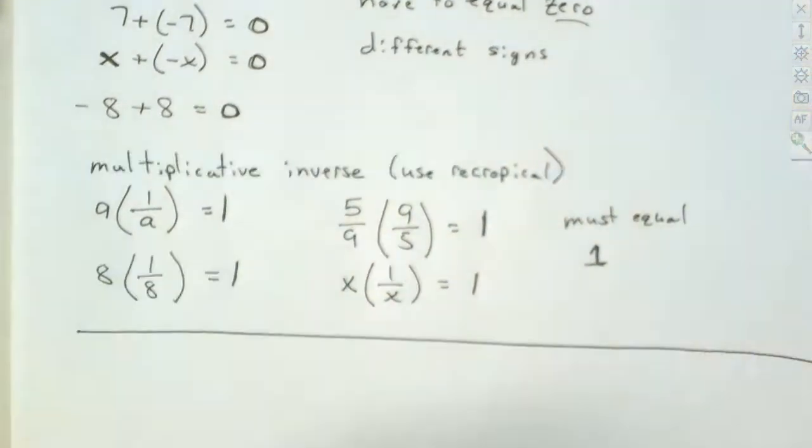That was for the identity. Or sorry, that was for the inverse, right? We talked about the identity. So these are the inverse.